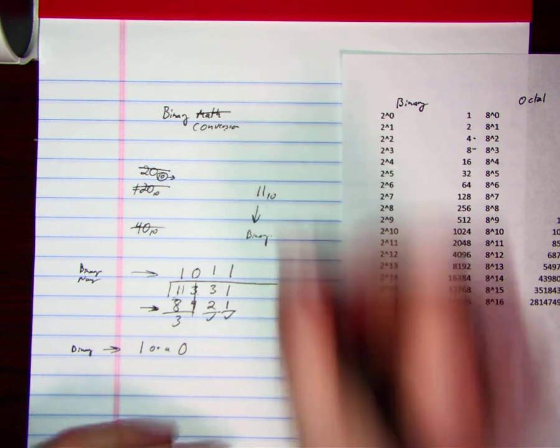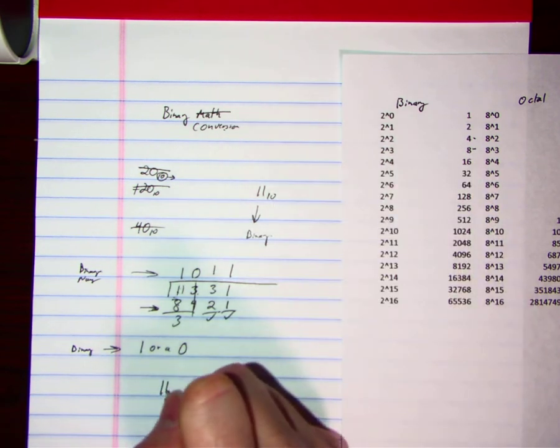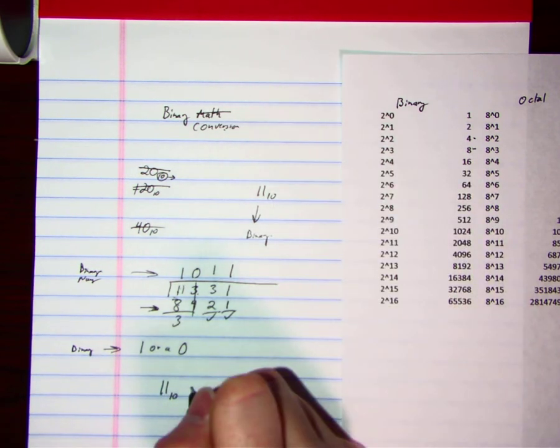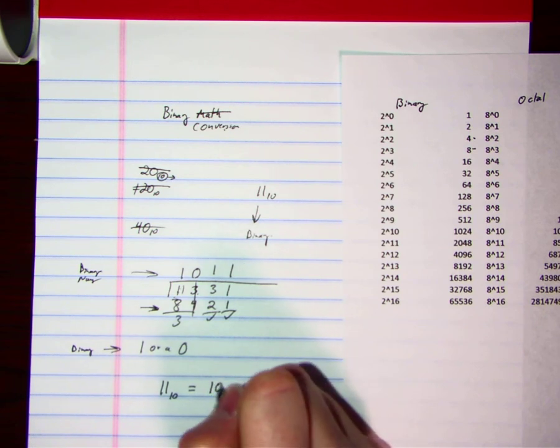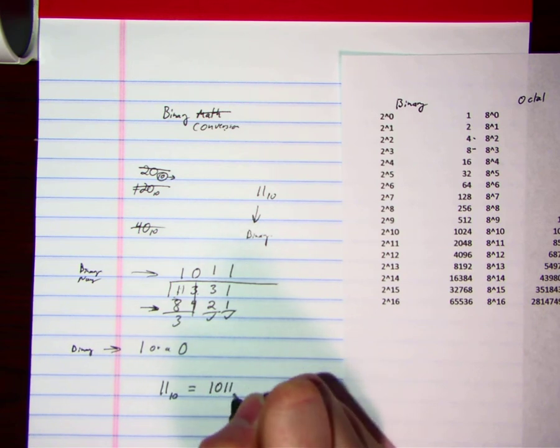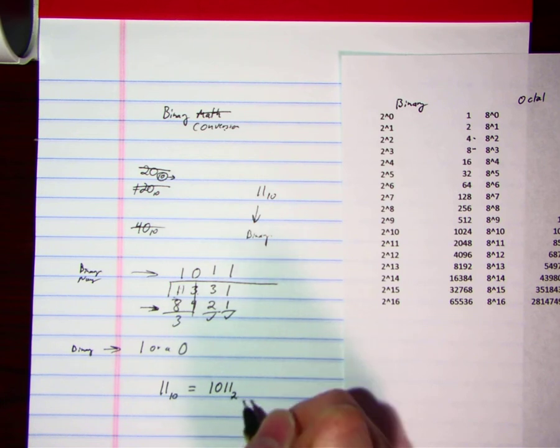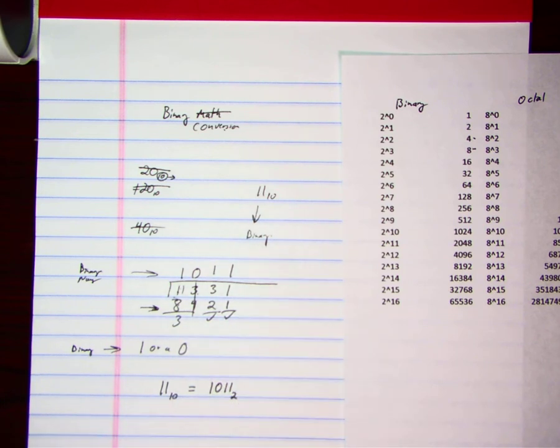So our answer for 11 in base 10 is equivalent to 1011 base 2, or binary. There's your answer. And that's a very simple way to convert it. I'm going to probably have some more videos with some more examples of how to convert, just a quick deal for that.